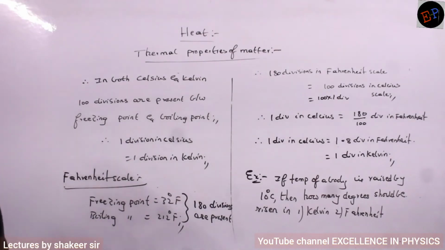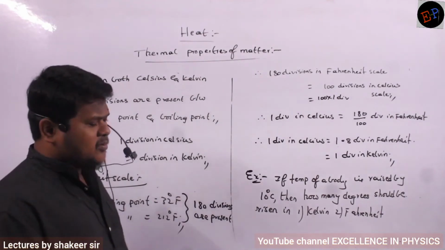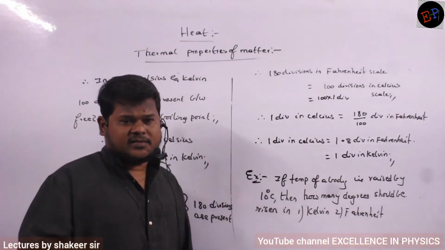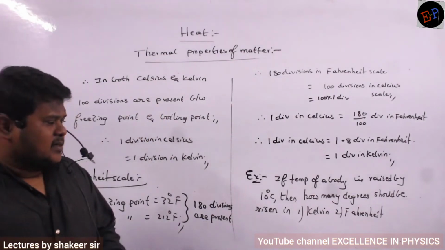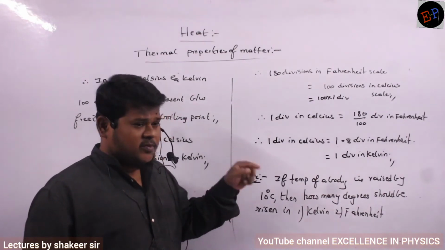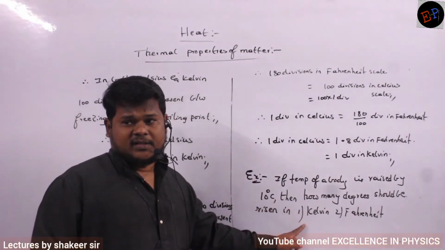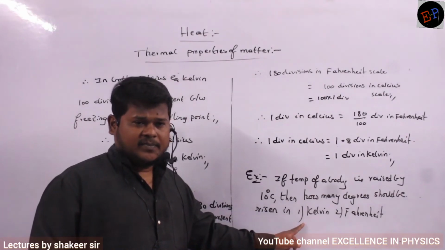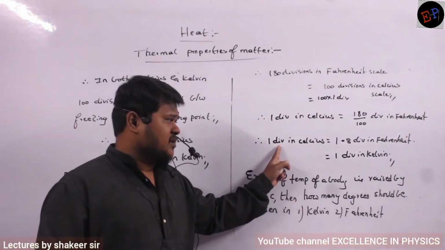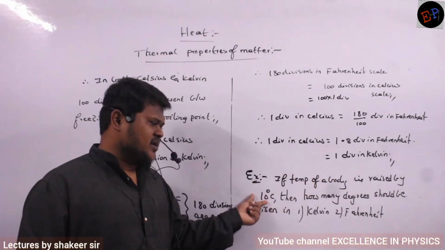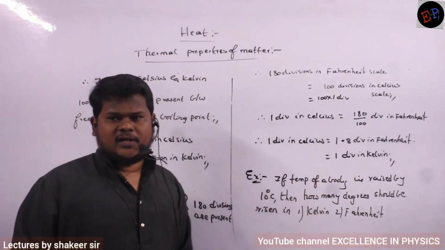We are taking a body, and the temperature of the body is raised by how many degrees? It is raised by 10 degrees in which scale? Celsius scale. Understood, no? Then if I want to raise the same amount of temperature in Kelvin scale, how many degrees do I have to change? 10 degrees only I have to change. Why? Because one division in Celsius is nothing but one division in Kelvin. So here if the temperature rise is 10, in Kelvin also 10 degrees only I have to rise.